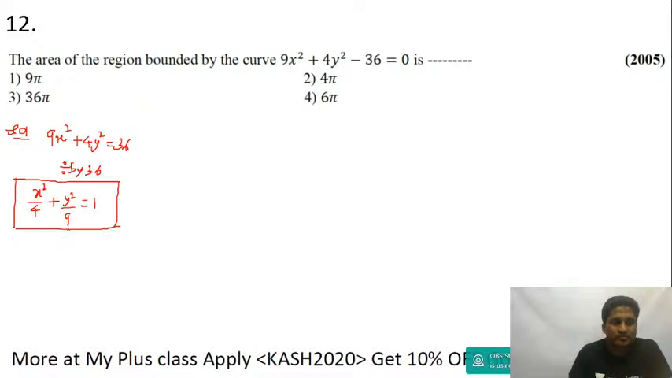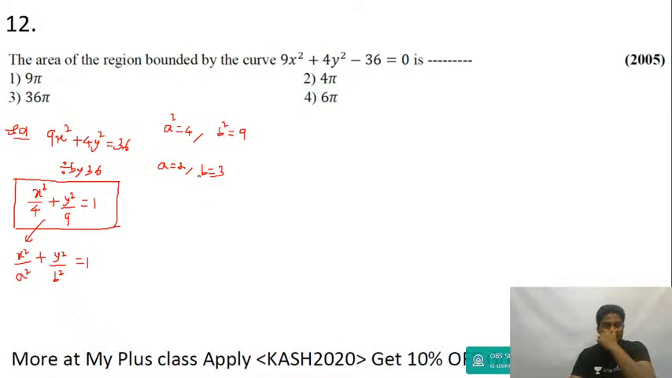Now this is of the form x square by a square plus y square by b square equal to 1. If you compare, you will get a square is equal to 4 and b square is equal to 9. So you get a equal to 2 and b is equal to 3.